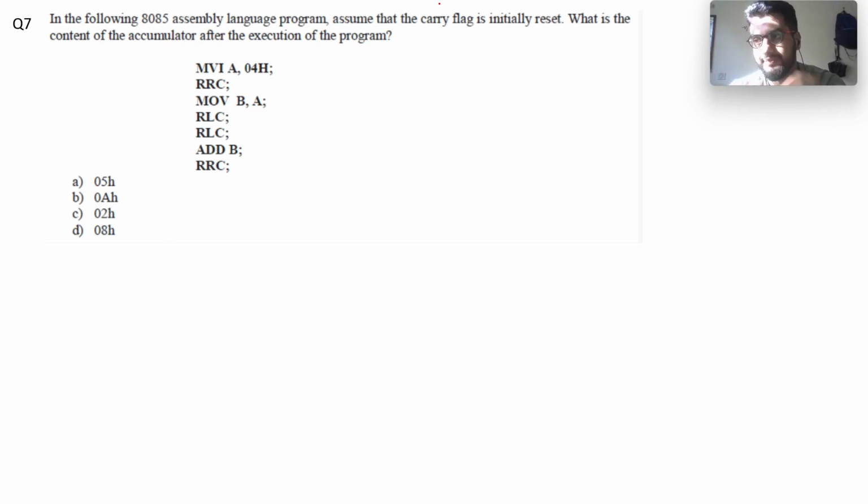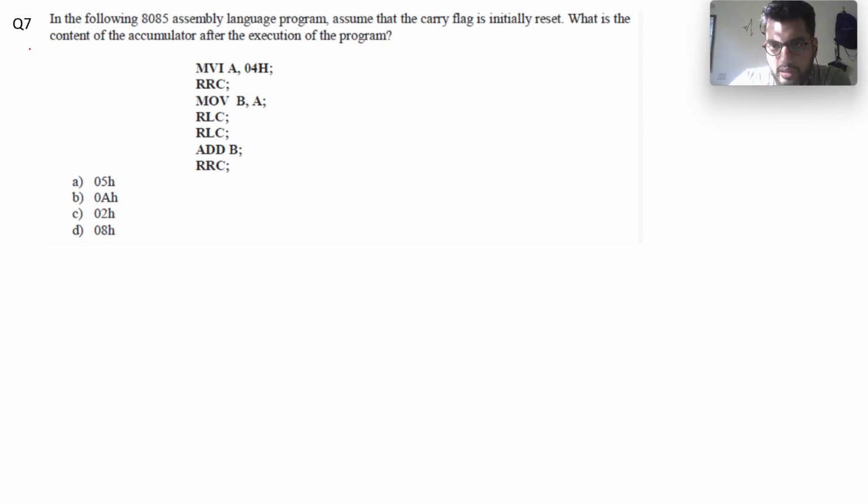It states that in the following 8085 assembly language program, assume that carry flag is initially reset. So carry flag is 0. What is the content of accumulator after the execution of the program? So we need to find out the contents of the accumulator after the whole program has been executed.